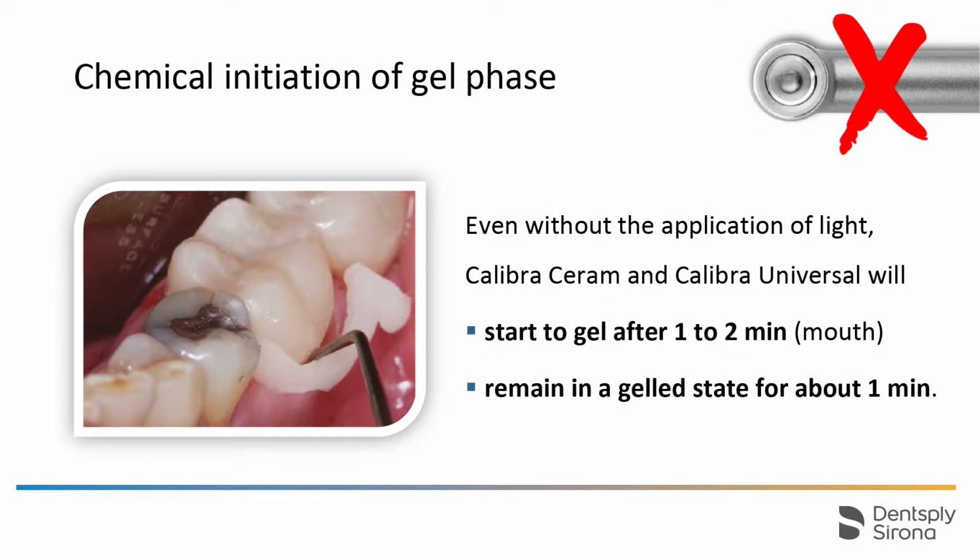Incidentally, due to their dual curing characteristics, Calibra Ceram and Calibra Universal cements form a gel phase without tack curing with light, and in fact, it forms approximately 1 to 2 minutes after application. In this case, the gel phase lasts for approximately 45 seconds. With many competitor cements, in contrast, the gel phase only forms after 3 to 4 minutes, and at about 30 seconds is shorter. This results in a longer waiting time and less time to clean.